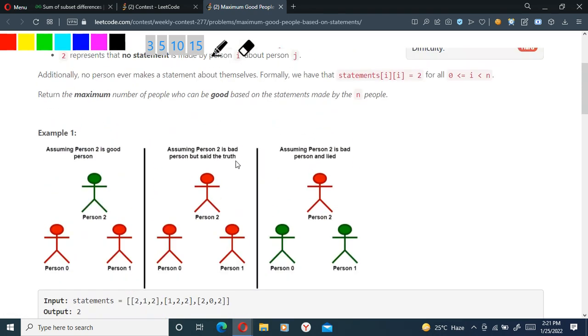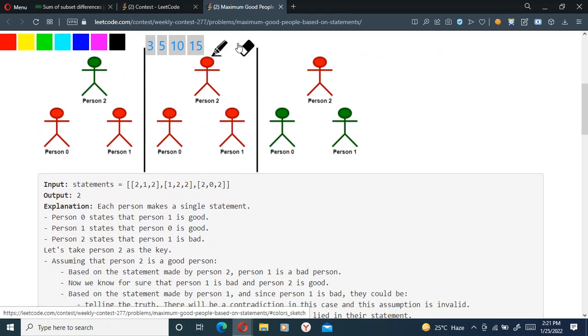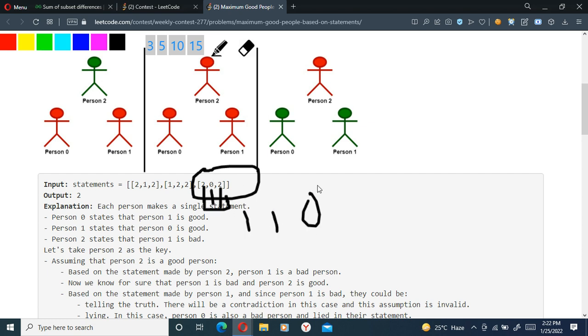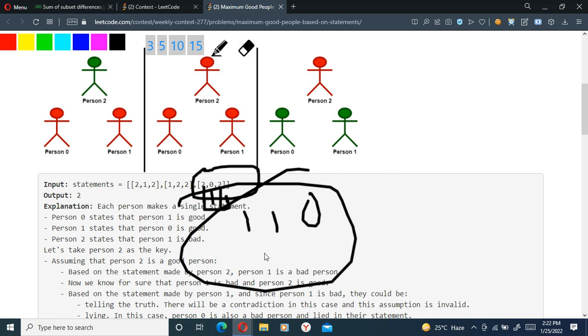Yes, I took 2 as this. Why did I need to take 2 as the key? 2 is the only guy who is telling me that there is one person who is a bad person. If there are multiple 2's, it affects nothing. But if there is a 1 or a 0, then it is affecting my answer. So I can possibly take 0 or I can possibly take 1. And what have I drawn?